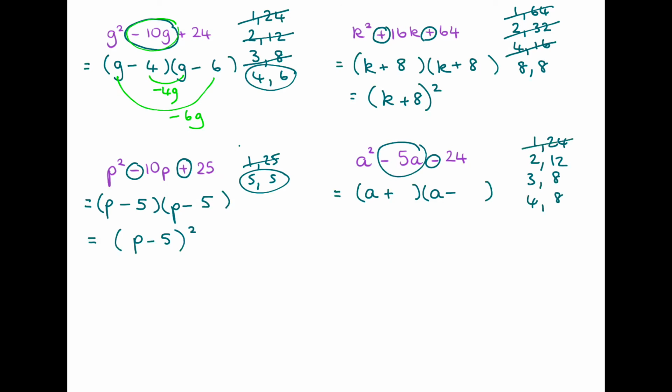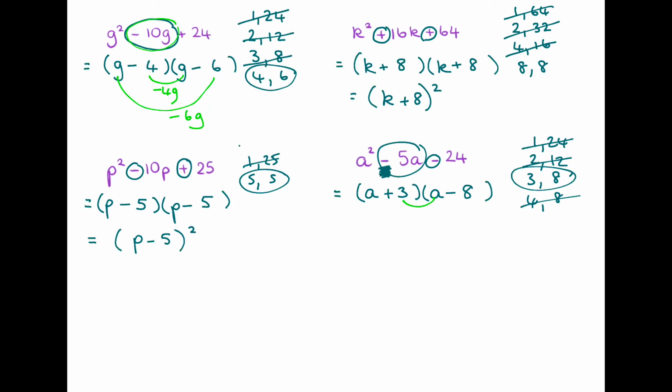So 1 and 24 is not going to give us 5, is it, or minus 5? 2 and 12 isn't. We can make 5 out of 3 and 8 because remember that you've got 1 plus and 1 minus. And we can't make 5 out of 4 and 6, so it's got to be that pair anyway. Our total in the middle here has got to be negative. So we want the bigger number to go with the minus. So the 8 goes there and the 3 goes there. And then when we multiply out to check, we get a positive 3a here, a minus 8a there. So that gives us a minus 5a altogether. So we've got the correct factorising.